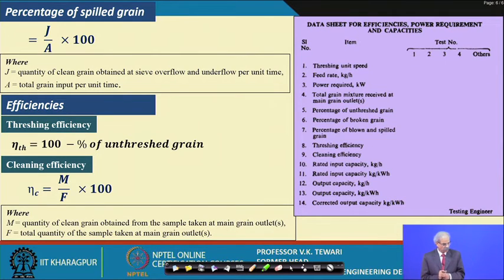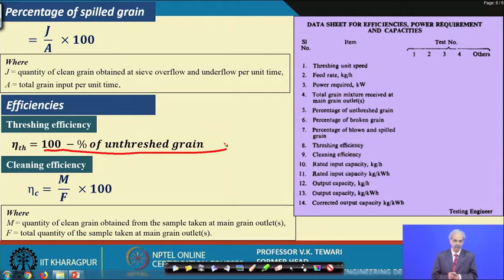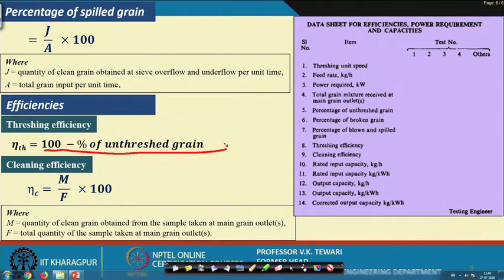Similarly, now when we talk of threshing efficiency, threshing efficiency here is 100 minus percent of unthreshed grain. So, this is what we are going to see. We would like that 100% threshing must take place, but there will be some unthreshed grain, because this has many aspects, and as we consider those, it is not possible to have 100% threshing, and therefore, there will be some unthreshed grains, and hence if you subtract that from 100, you get the threshing efficiency of the thresher. Similarly, the cleaning efficiency.